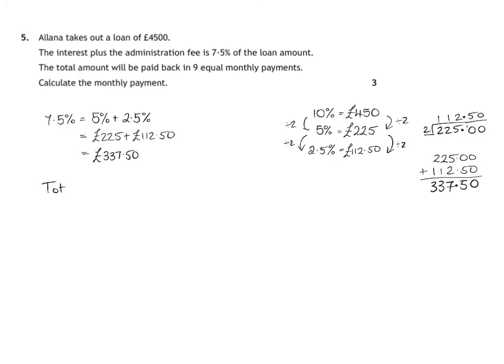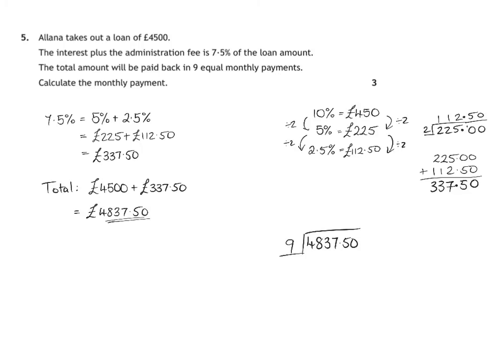So our total is going to be our 4,500 plus our £337.50. So altogether we get £4,837.50 even. So that's our total. So our monthly payments, so we're dividing by 9 this time. So we've got £4,837.50, and we need to divide it by 9 because it's 9 equal monthly payments.